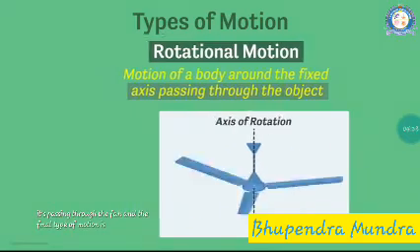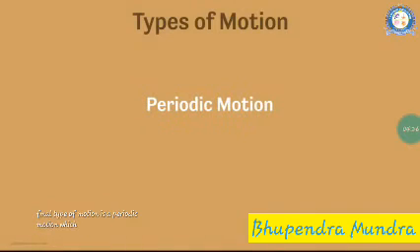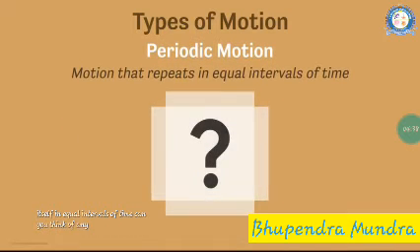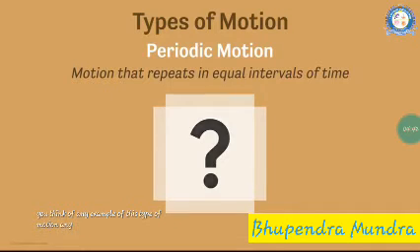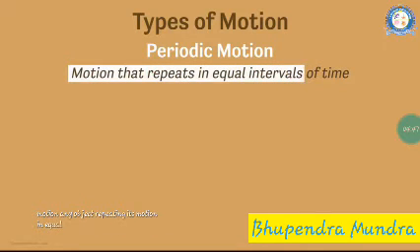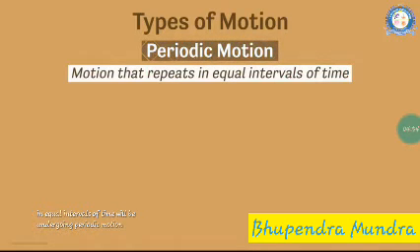And the final type of motion is a periodic motion, which is the motion that repeats itself in equal intervals of time. Can you think of any example of this type of motion? An object repeating its motion in equal intervals of time will be undergoing periodic motion.